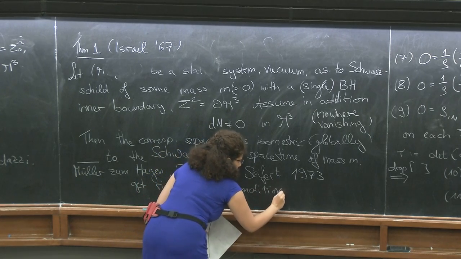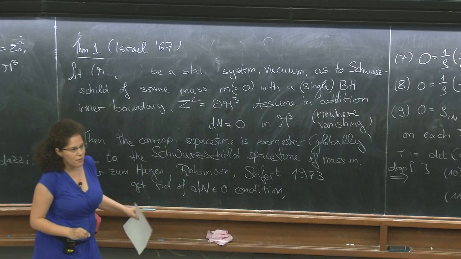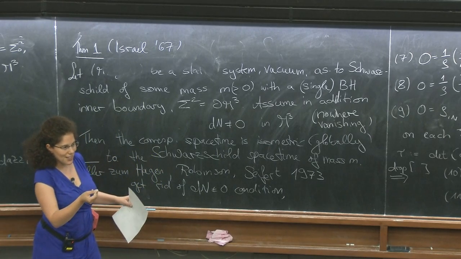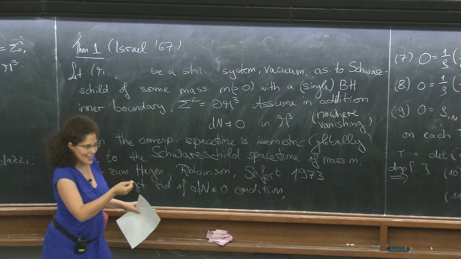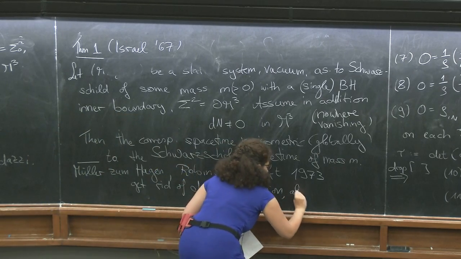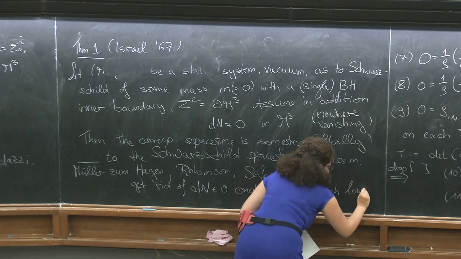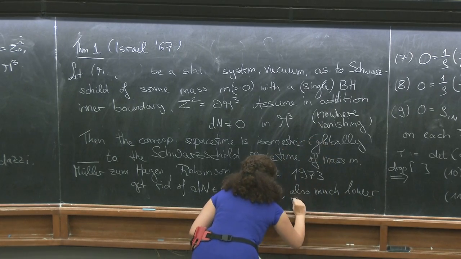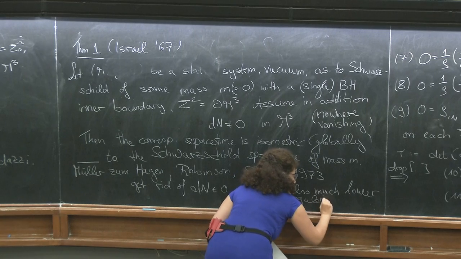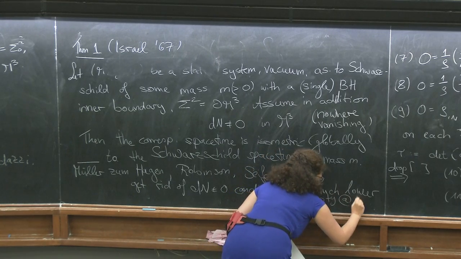And at the same time, they also get rid of a lot of the other regularity assumptions that we made, as you asked, yes, last class. Also, much lower regularity at the horizon.